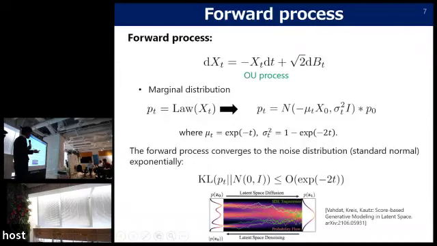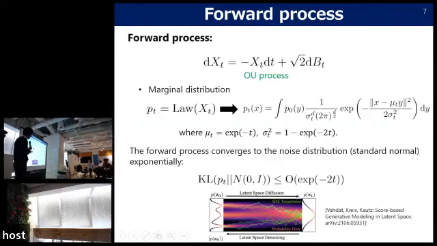It's very easy to compute. And here is a more precise description of the distribution, the marginal distribution. Suppose that we start from y, so y is the initial point, like this. We start from y, then at time t, the distribution can be written by p_t.